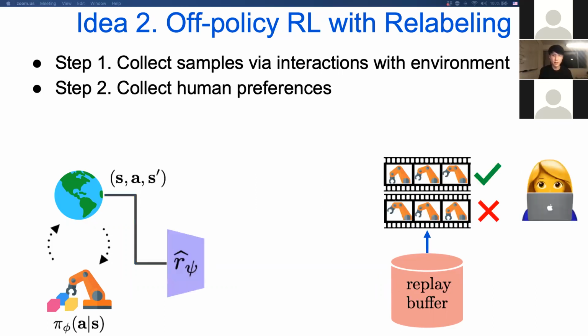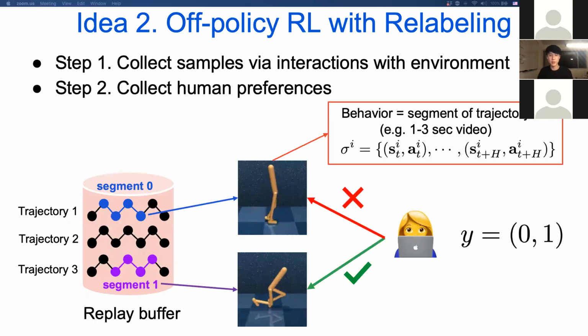And once we have some amount of training samples, we choose two behaviors from the buffer and ask for a human's preference. Specifically, the behavior is a segment of the trajectory, which corresponds to a 1 or 3 second video clip, and the human provides a binary label to indicate their preference. So as shown in this example, the label becomes 0, 1 if the human prefers the walking behavior using both legs.